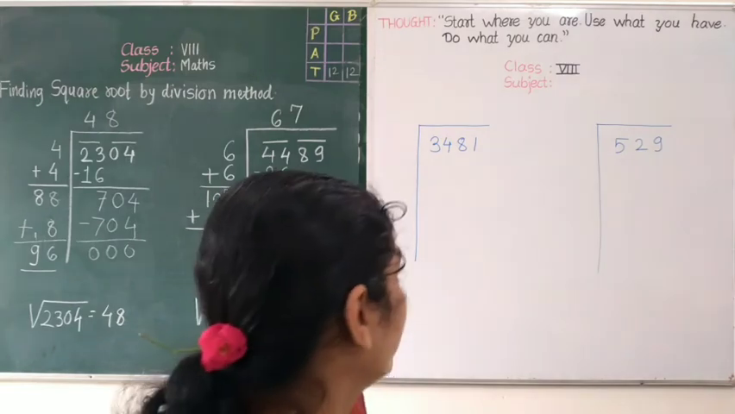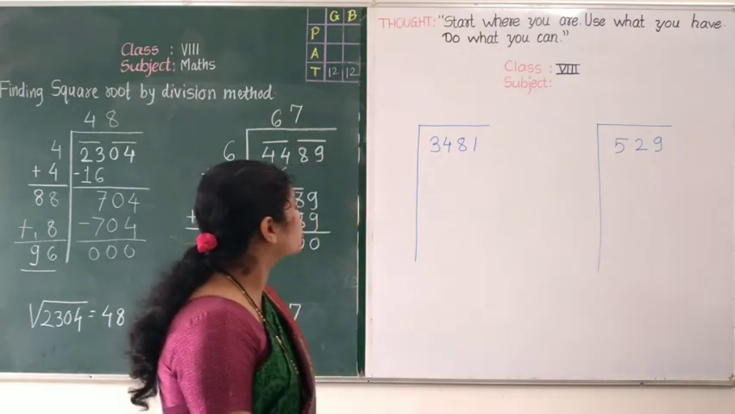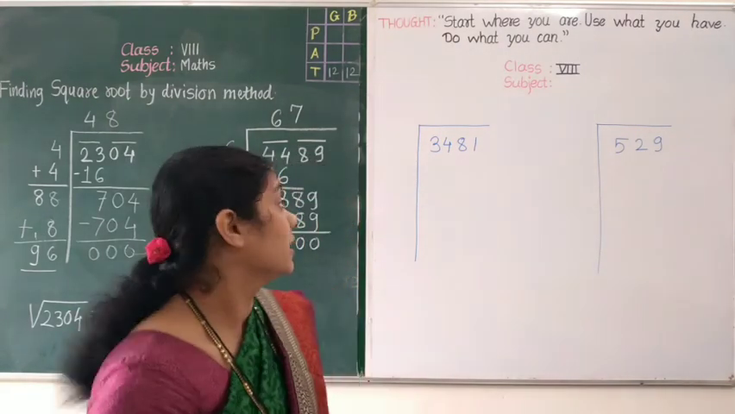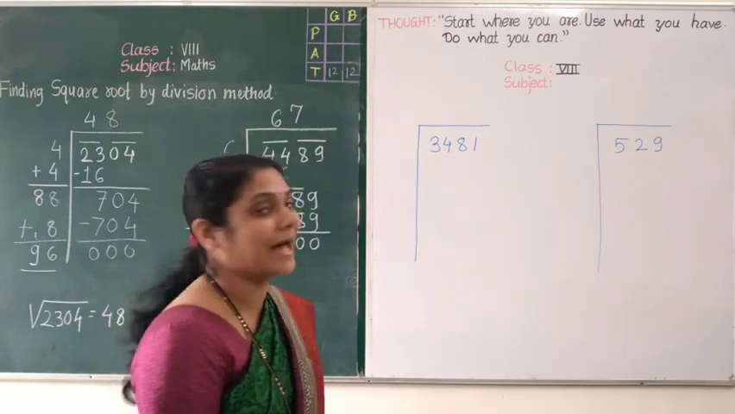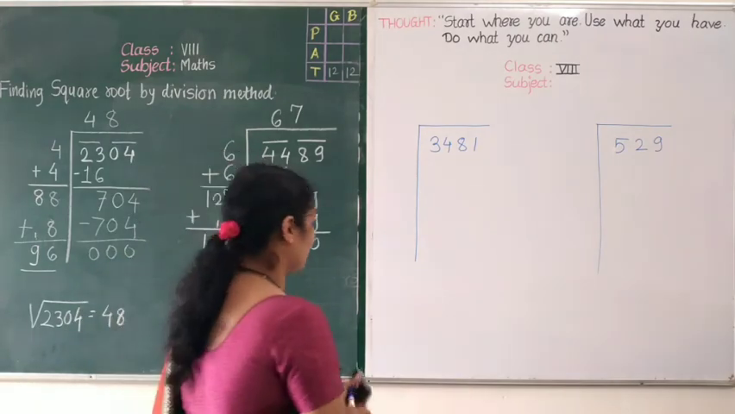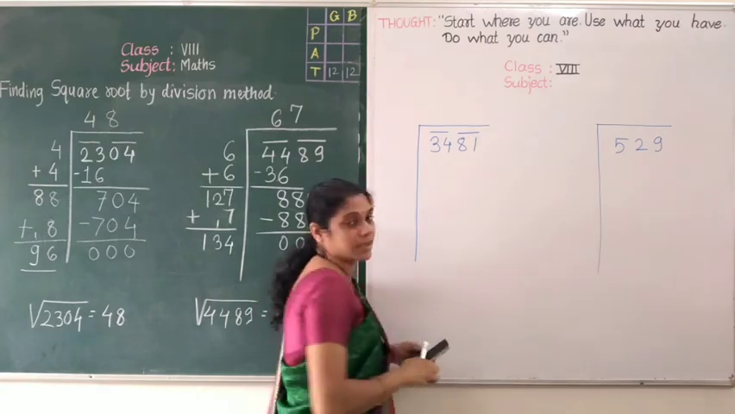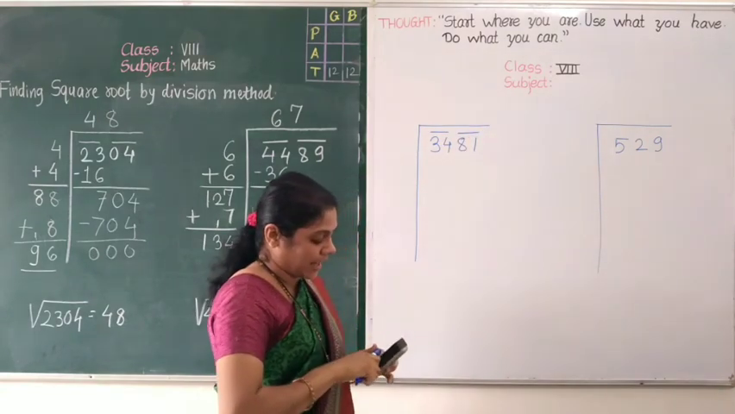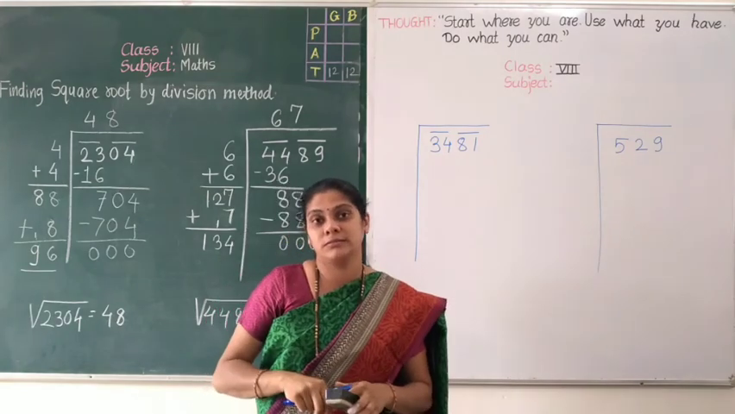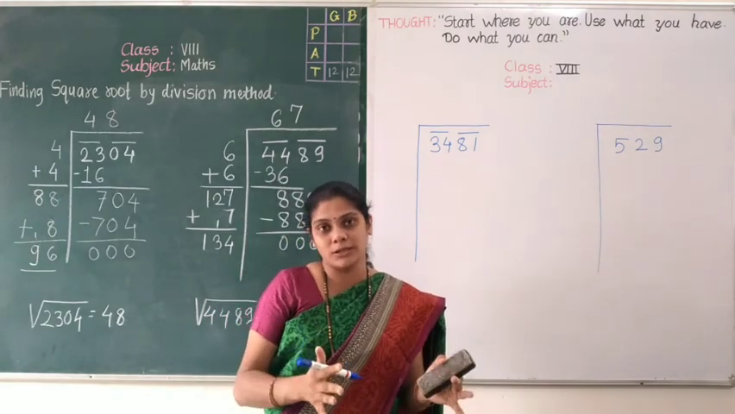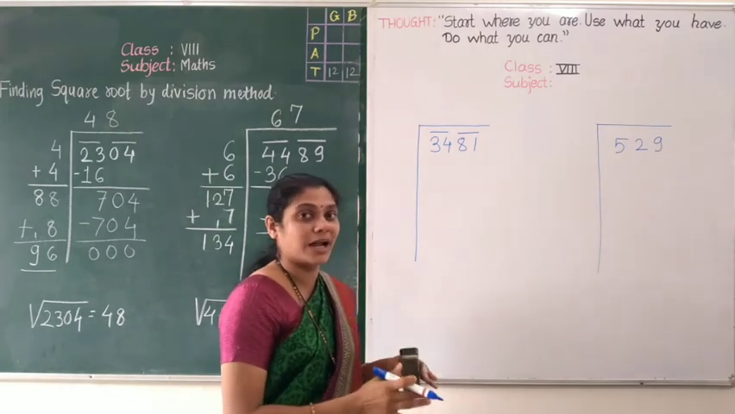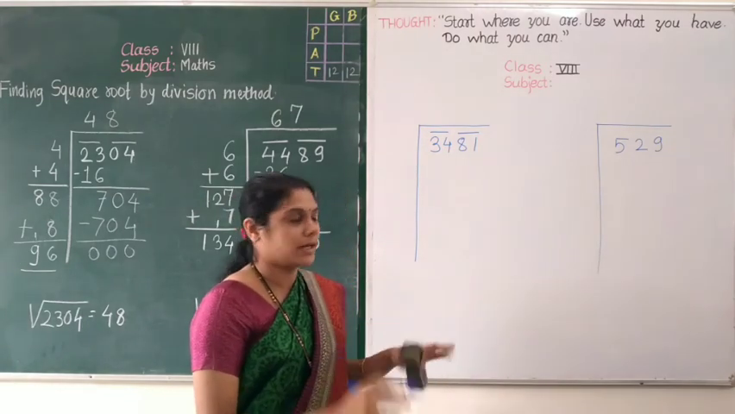Okay. Now our next question is 3481. Now look at here what we have to do. We have to make groups. Is it right? Okay. Now I think you can remember all the steps. This is our first step. Now we will find out the perfect square number.